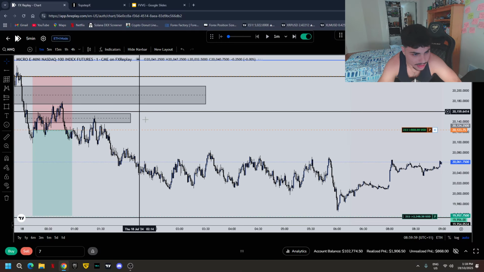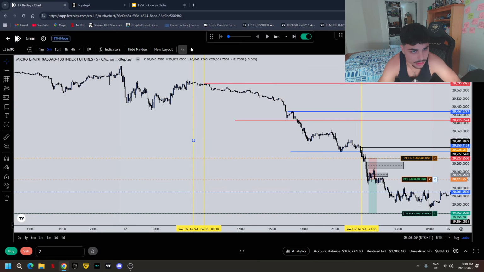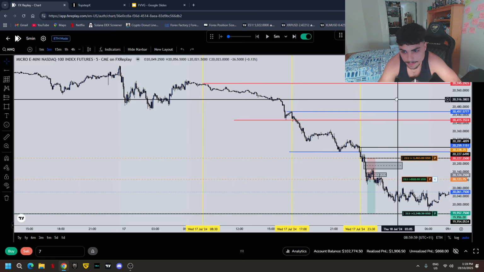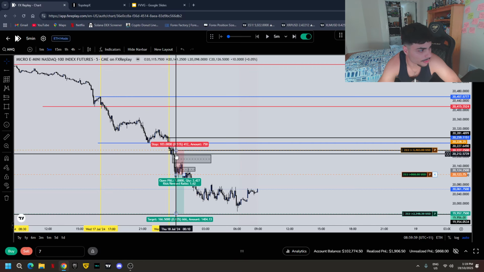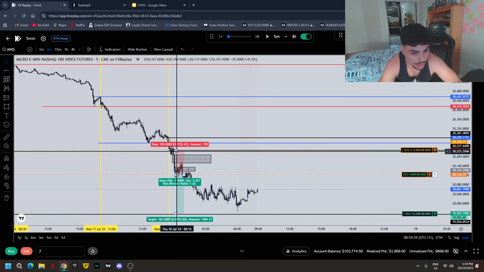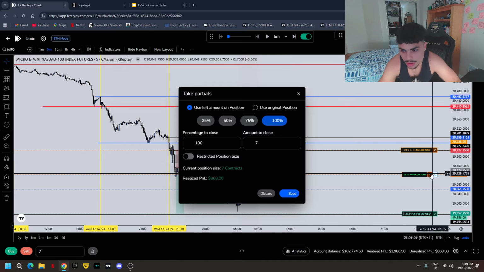But at least we're right where price wanted to go. See how price retraces back to the 5 minute. You can either wait for that or just target a 1 minute, but just set your stop loss above that fair value gap or above the order block. It's up to you.